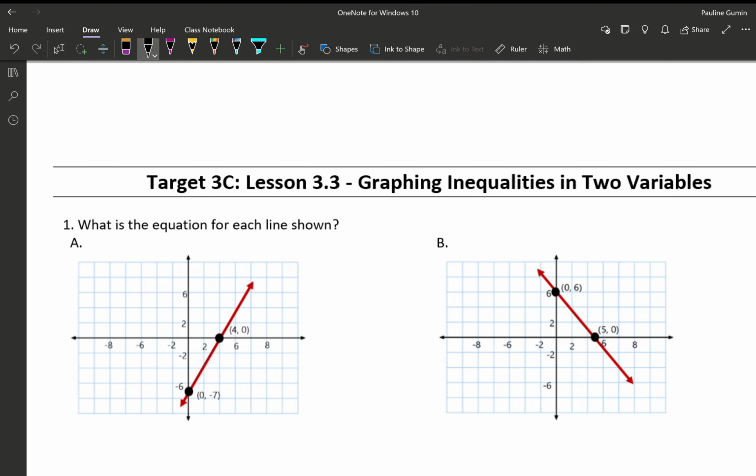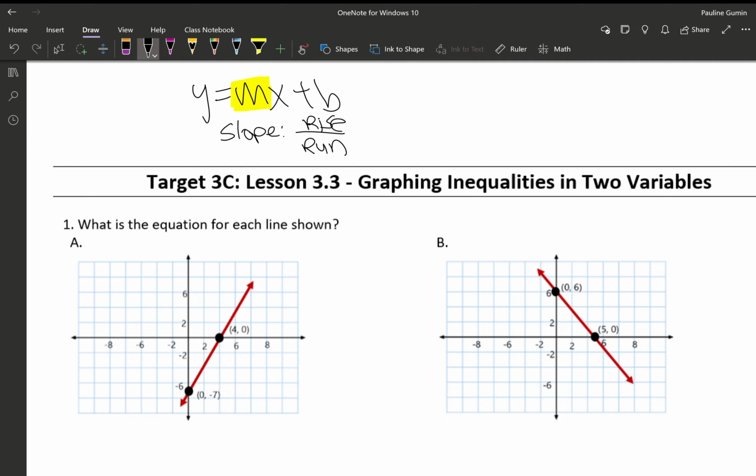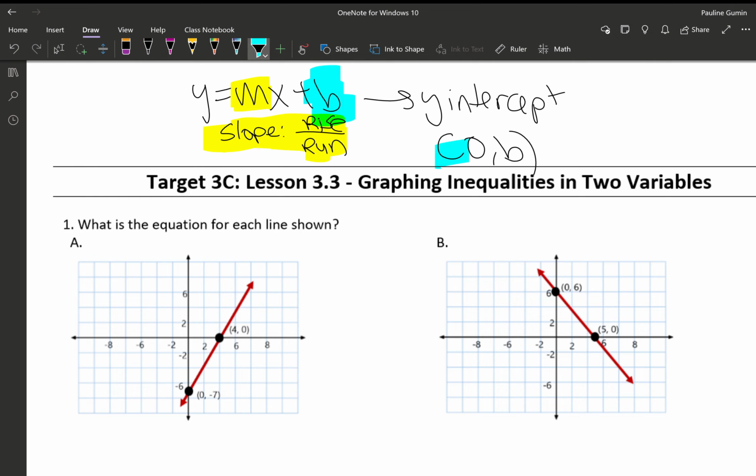Alright, so let's remind ourselves of a very infamous equation, y equals mx plus b, because we're going to be using that a lot. Our m represents our slope, and recall that means rise over run. So that is a big callback to 2a. And then we have b. That's our y-intercept, and it's always written as 0, comma, whatever number b is.